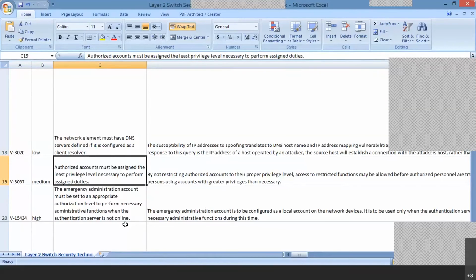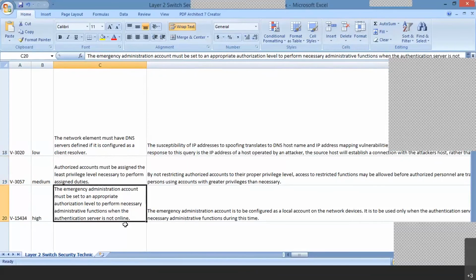Authorized accounts must be assigned at the least privilege level to perform their duties. This is one of the good practices. Suppose there is a network device and one user wants to configure something. You have to give a privilege level, deciding exactly what the account needs, for example if he only wants to view, give only that privilege. Saving configuration and changing any configuration should be given only to an authorized person, such as the admin account or network admin level. Such privilege levels you have to restrict or disable.